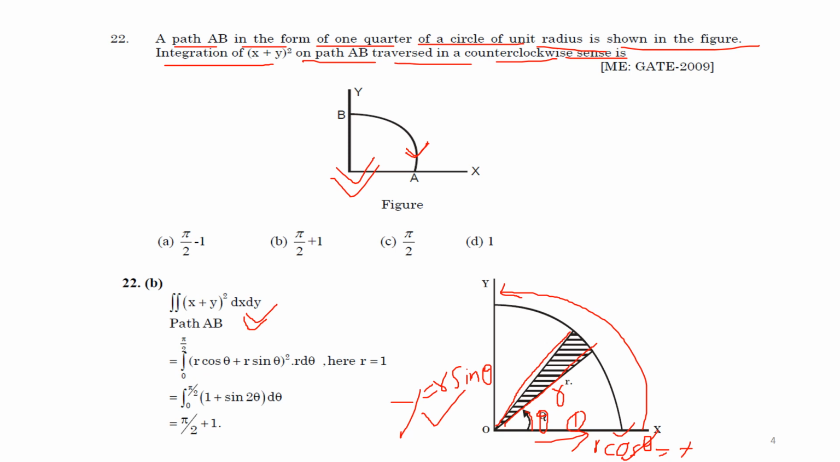You know that a plus b whole square is a square plus b square plus 2ab. So that is sin square plus cos square plus 2 sin theta cos theta. Sin square theta plus cos square theta is 1, and 2 sin theta cos theta is nothing but sin 2 theta. So you get the integral from 0 to pi by 2 of 1 plus sin 2 theta. I'm not going to do this integration, please do it on your own. If you simplify this, you'll get pi by 2 plus 1, so the answer will be B.